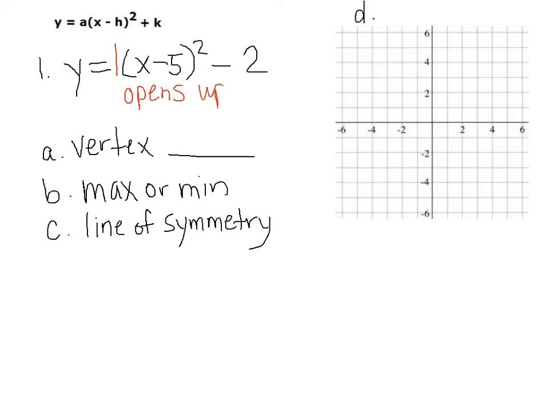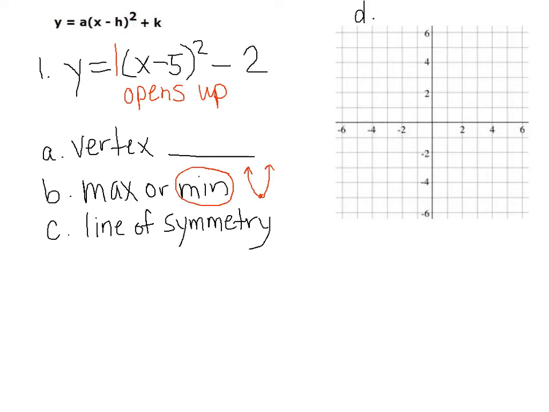So visualize that in your mind. If it opens up, is the vertex a max or is it a min? Well, it will be a min because when it's opening up, you have to think about where that vertex is. The vertex is right down there at the bottom, so that makes it a min.